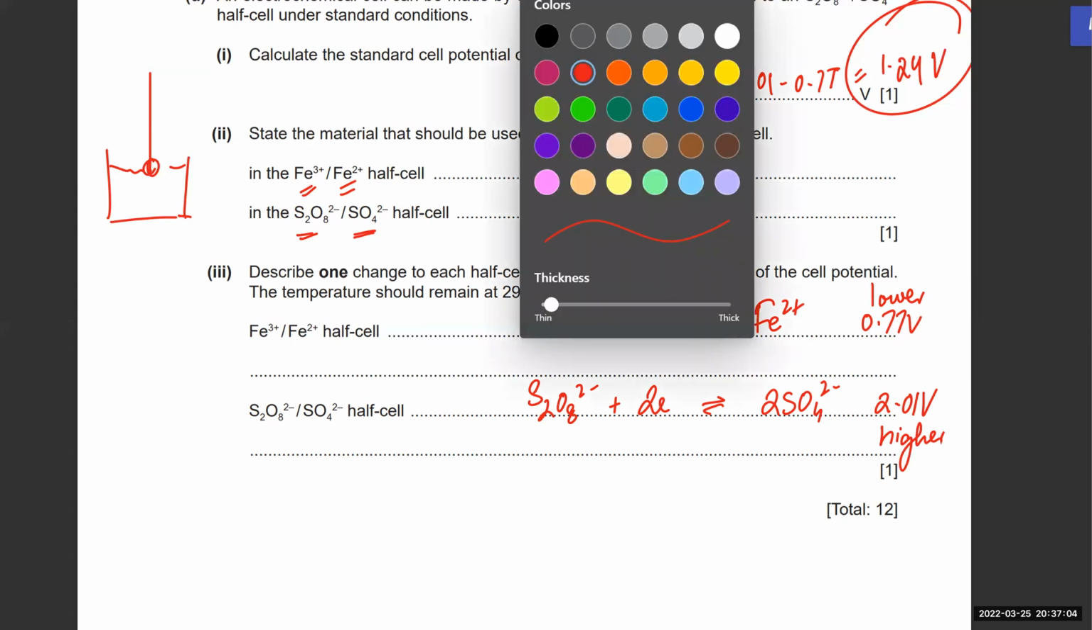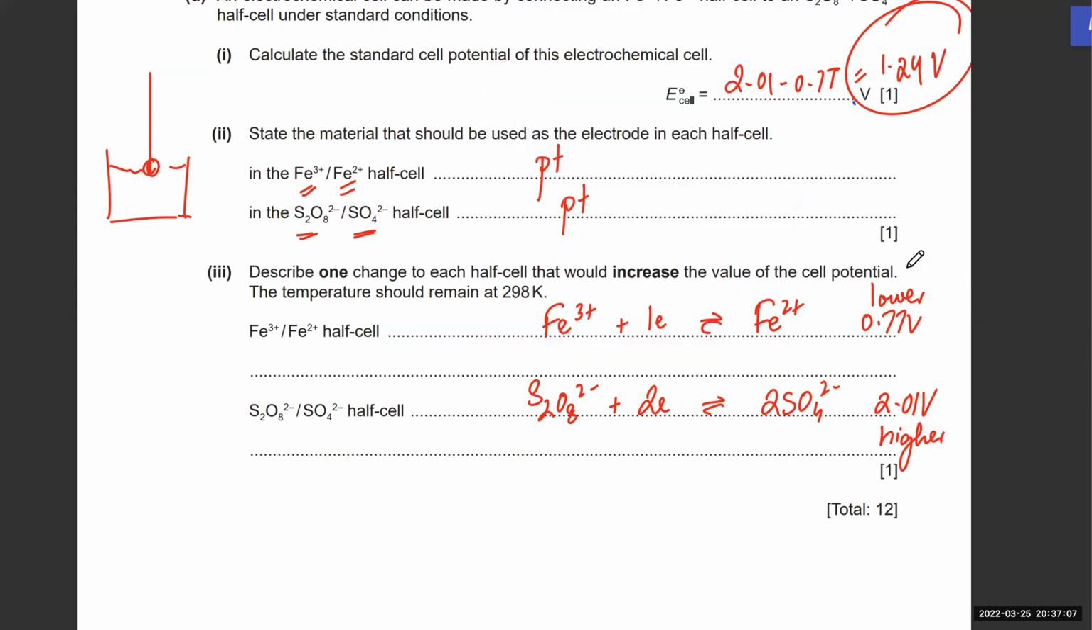We did discuss that you can change the standard potentials by changing the conditions. How do you make it lower? You can make it produce more electrons. You want to shift it in the backward direction. So you can increase the Fe2 plus concentration. Is that clear? Yes, sir. And if you want to make it higher, you should push the equilibrium to the forward direction. How can you push it in the forward direction? You can increase the concentration of the S2O8 ions. Is that clear?